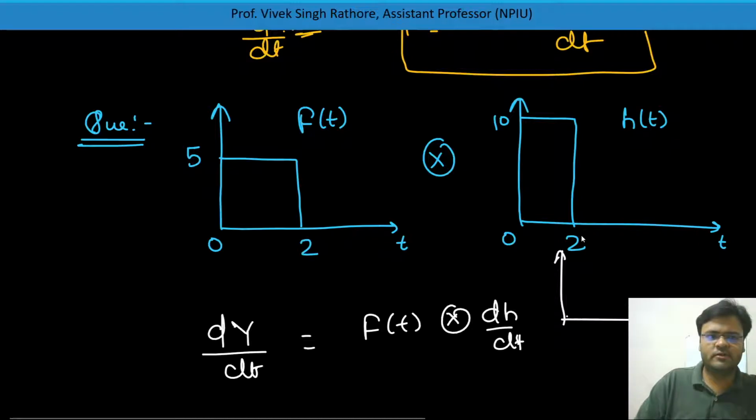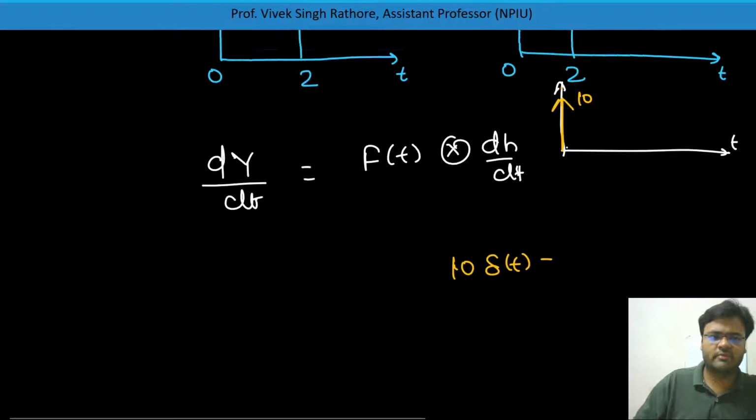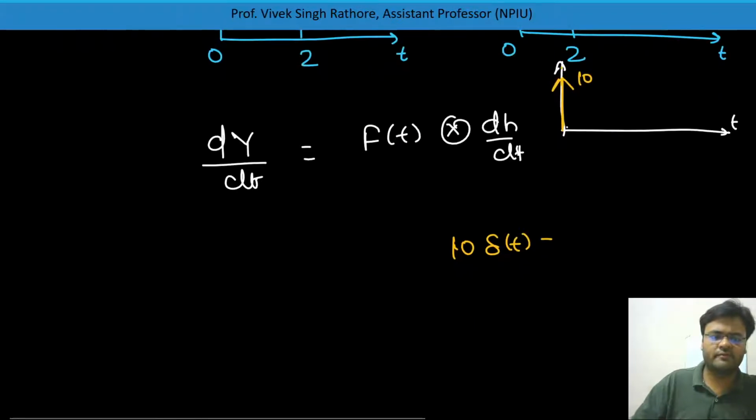See, this is a unit step. This can be represented as 10 u(t) minus 10 u(t minus 2). So we'll get 10 delta(t) minus 10 delta(t minus 2). Now this is your dh/dt.